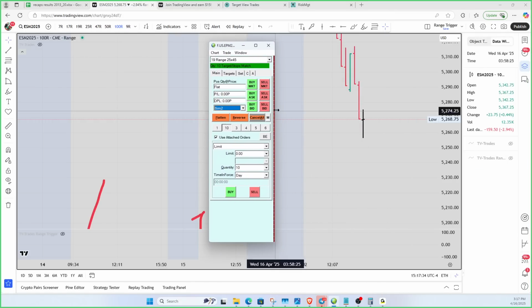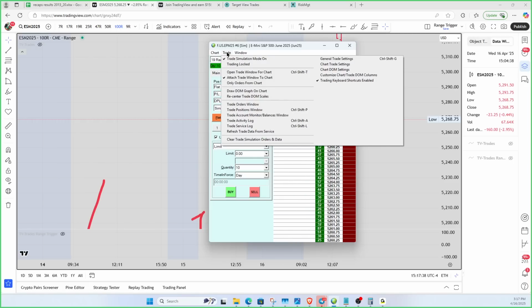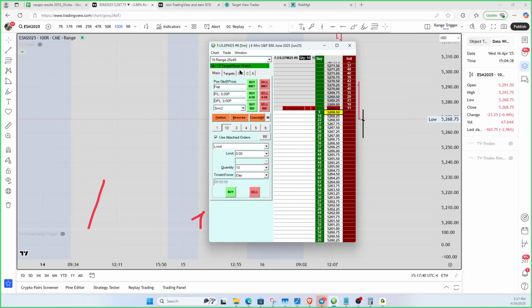So here's a bracket. Here's a demo bracket. Okay, I think. Let me just make sure. Yes, here's a demo bracket. Now, oops, I didn't mean to get long on that. Let me flatten and cancel on this. Look, I made 7.5 points. All right. So I don't want to have this bracket. It's a 100 range bar.